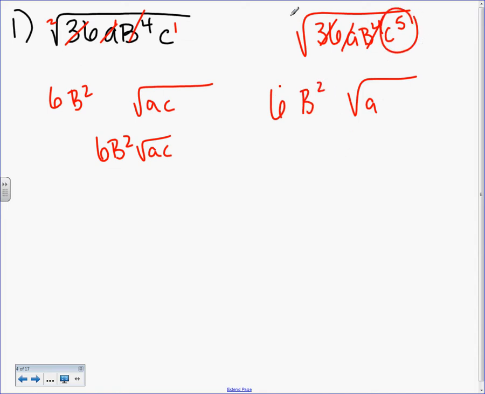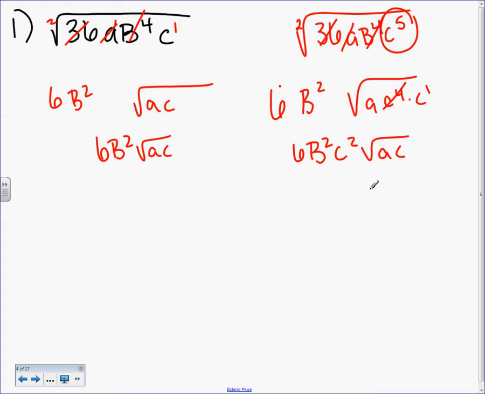But this c to the 5, okay? That's bigger than the 2. That's not a perfect square, right? But I can break it down into a perfect square. So isn't that the same as c to the 4 times c to the 1? Because that's 5, right? When you multiply, you add. So the c to the 4 comes out as a c squared, and then the c stays underneath. So our final answer is 6b squared c squared square root of ac.